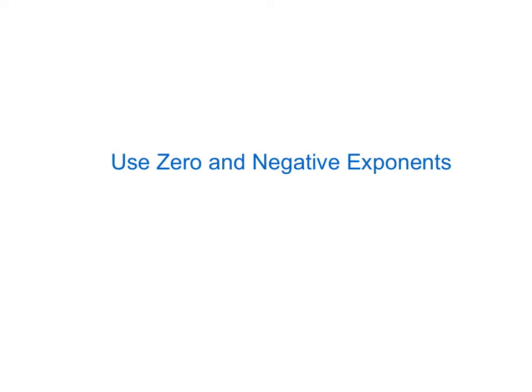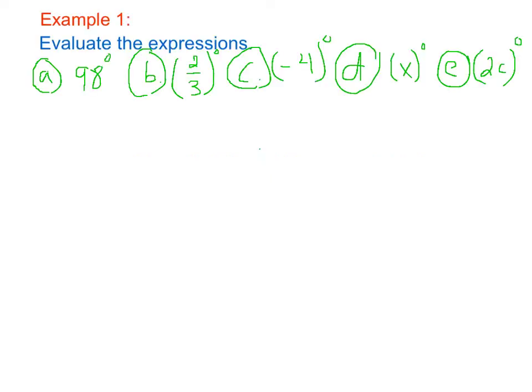We're going to continue our discussion here with exponents and look at what happens when you raise something to the 0 power and to the negative power. When you raise anything to the 0 power, it's equal to 1. So 98 to the 0 power equals 1. 2/3 to the 0 power equals 1. -4 to the 0 power equals 1. X to the 0 equals 1. Quantity 2c raised to the 0 equals 1. Anything raised to the 0 power equals 1.